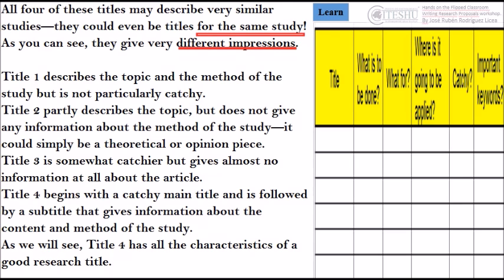Title 4 begins with a catchy main title and is followed by a subtitle that gives information about the content and method of the study. As we will see, Title 4 has all the characteristics of a good research title.